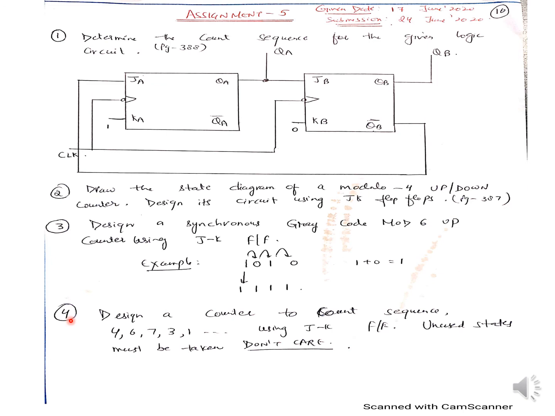Next, question number 4 is design a counter to count sequence 4 6 7 3 1. So this is the sequence which is random. So when you do the state diagram, you will write 4 6 7 3 1, then again 4. Okay, using JK flip-flops. Unused states must be taken as don't care. If there are unused states, you just write don't care. Here also, if there is an unused state, you will write don't care. Okay, I think these are the 4 questions you will do for the next week.